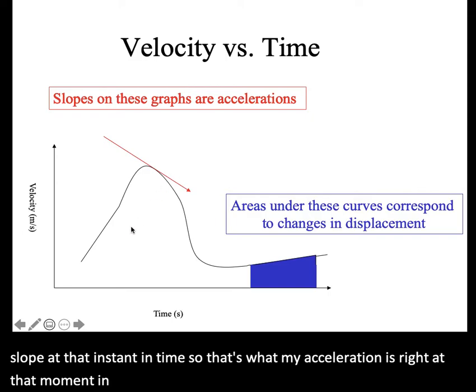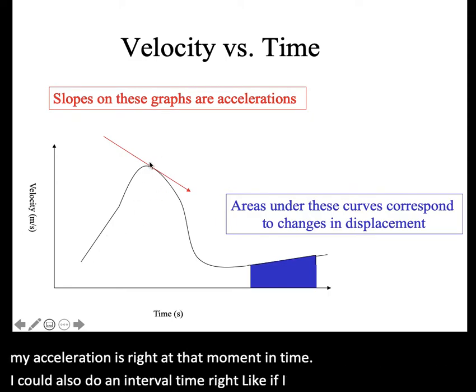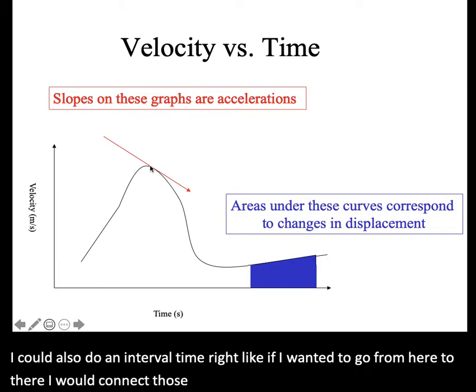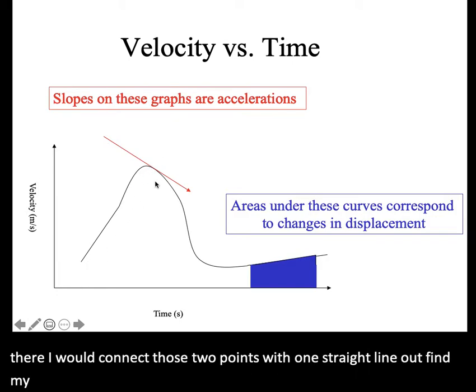I could also do an interval of time, right? Like if I wanted to go from here to there, I would connect those 2 points with one straight line, and I would find my average acceleration would be the slope of that straight line.